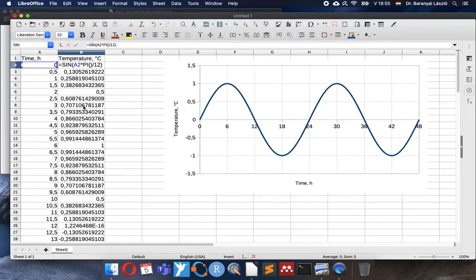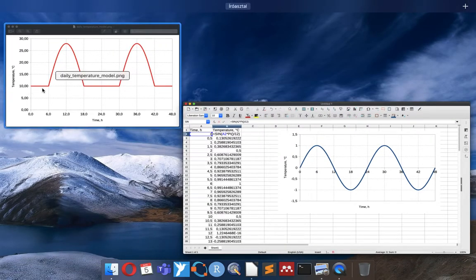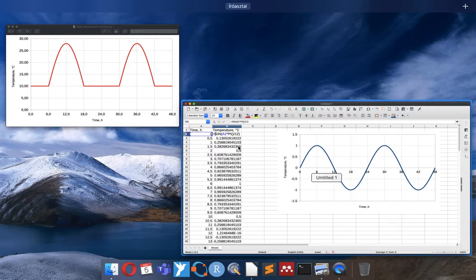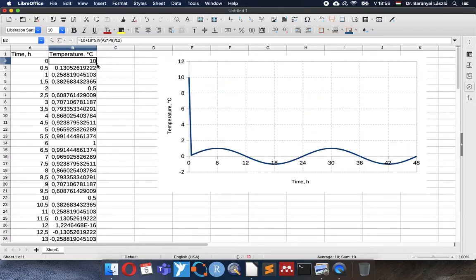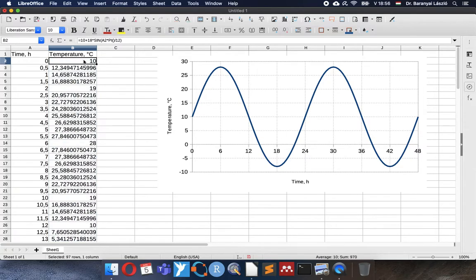So according to the figure, our expectation is that it starts at 10 and goes up to, let's say, 28 degrees. So 10 plus 18 will be the offset plus the amplitude. I enter these two values. And now, yes, the modified equation describes a sine wave which starts from 10 degrees, goes up to 28 degrees, and we have only one sine wave in 24 hours.